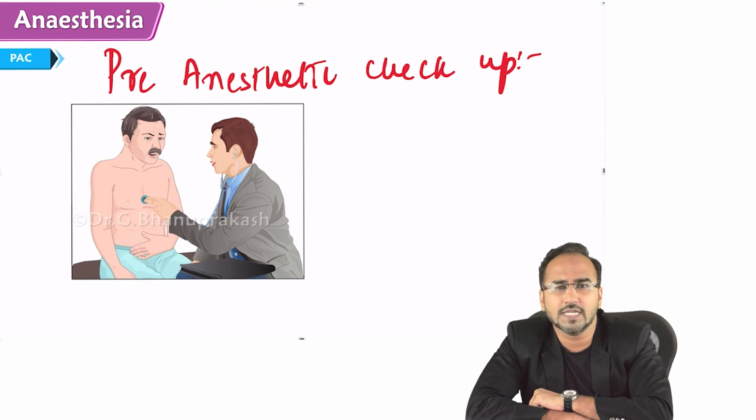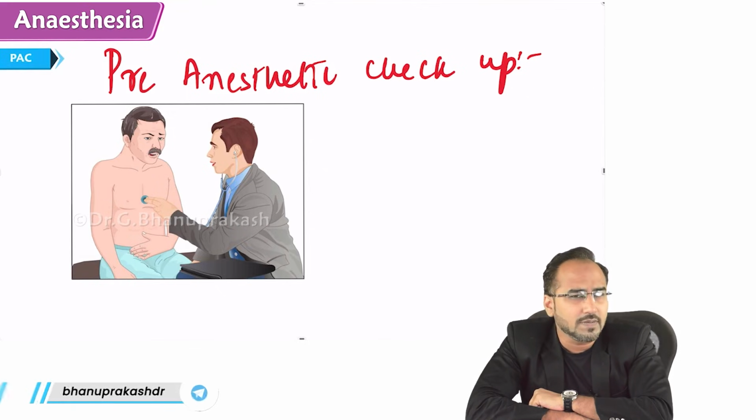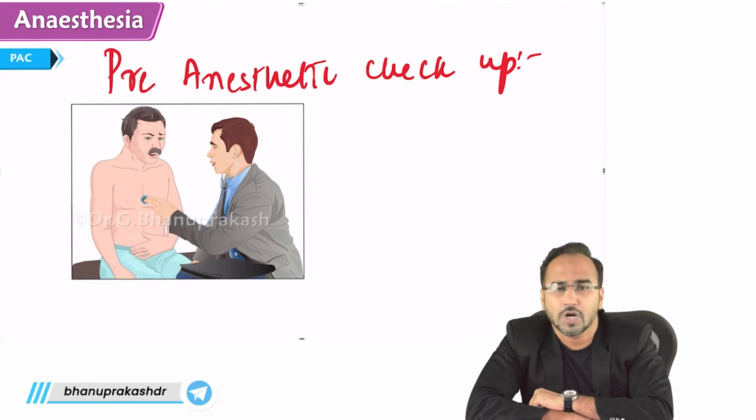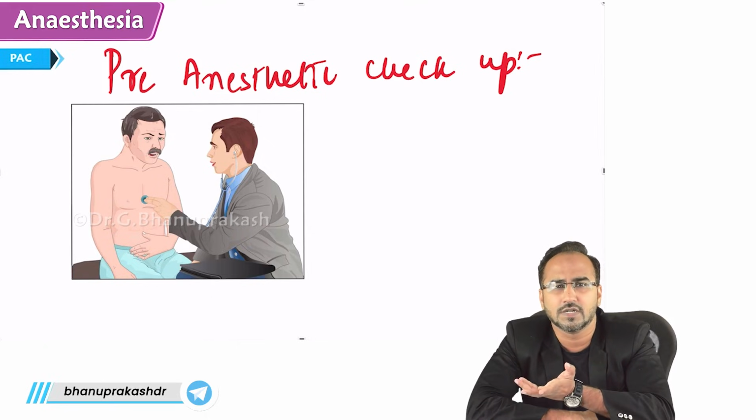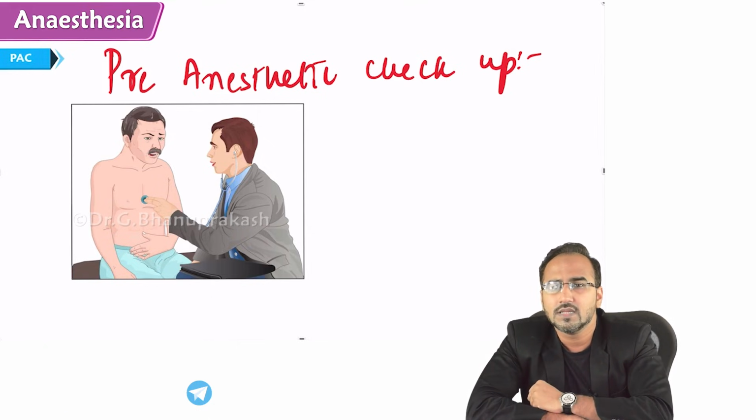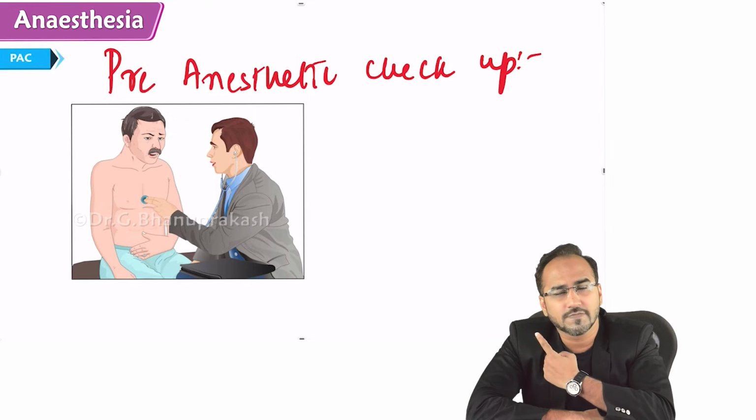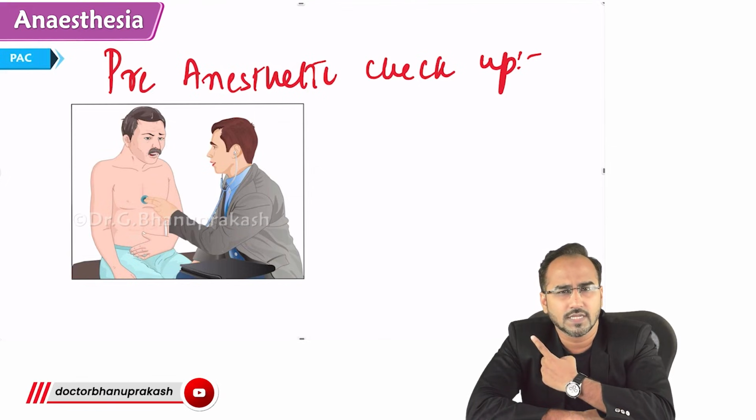Now what will happen, guys? If I am not able to see the vocal cords, I can't intubate the patient. If I am not able to put the tube inside the vocal cords, what will happen? The patient's oxygen saturation, which you see in the monitor, which was 100, slowly comes to 90. From 90, slowly it comes to 80.